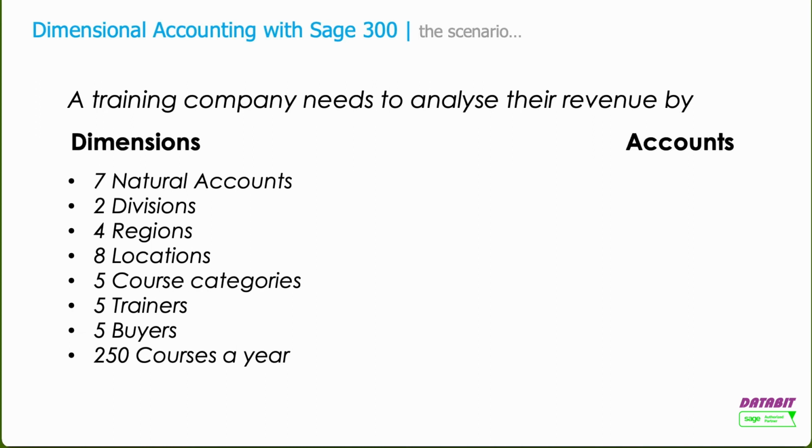Now, each one of these effectively is a dimension. The more traditional way would have been to use account segments over here. Just looking at the number of accounts, if we were to use segments here, we'd need the 7 natural accounts. We'd need 2 divisions, so the total number of permutations now becomes 7 times 2, which is 14. Now, if we add in 4 regions, we get 56.